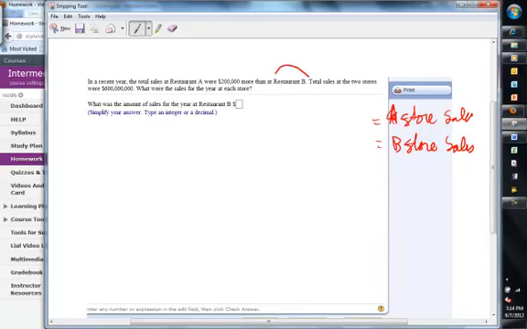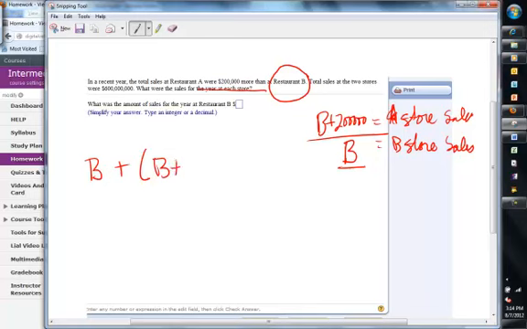We always base our variable on the second one listed. So this is B. It says A is 200,000 more than B, so B plus 200,000. And the total sales at the two stores were 600 million. So we take these two stores and add them together. B plus B plus 200,000 equals 600 million. So we have 2B, that's what you get when you combine these.